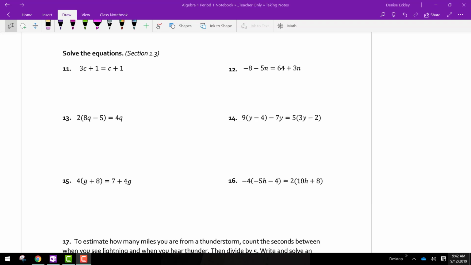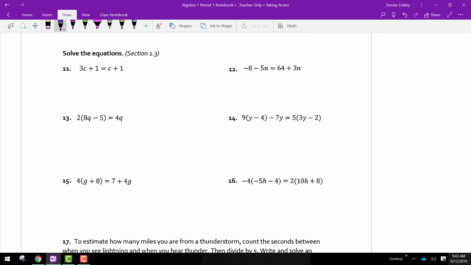Okay, so now we're working with section 1.3, which had our multi-step equations, which had variables on both sides, parentheses, some fractions, and also some special solutions. So let's start with number 11.